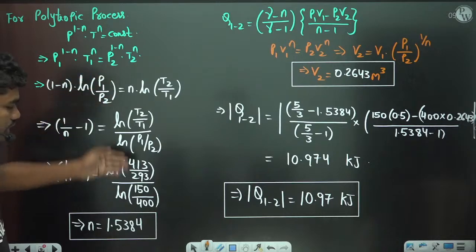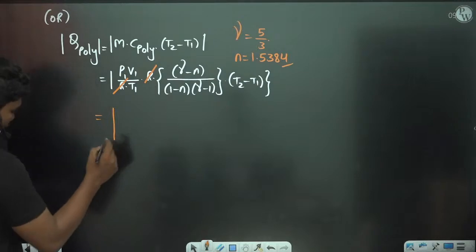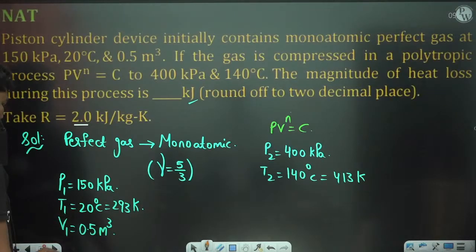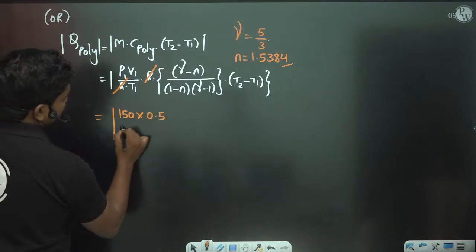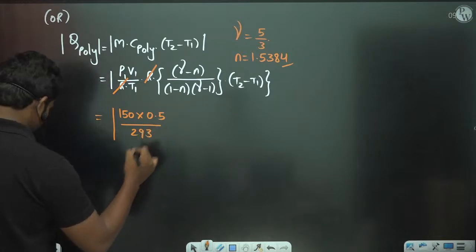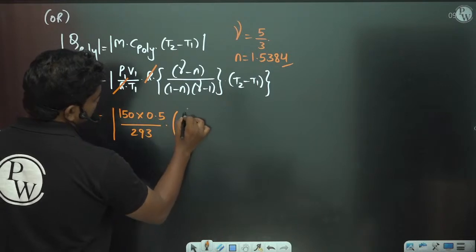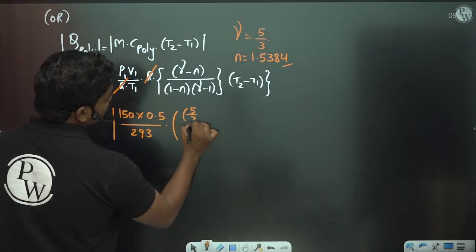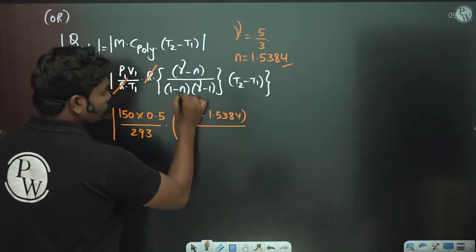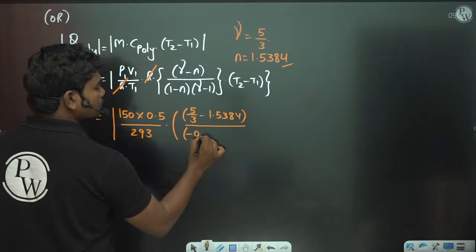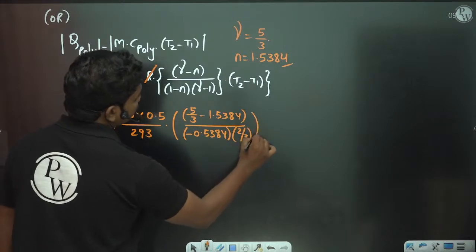If you calculate n using this procedure, 1.5384, then you got all the values. If you substitute the magnitude of P1, 150 into V1, 0.5, by T1, 293, because it's 20 degrees Celsius, so 293, multiplied with gamma minus n, so gamma 5 by 3 minus 1.5384, divided with 1 minus n, so 1 minus n is minus 0.5384, multiplied with gamma minus 1, which is 2 by 3, into T2 minus T1.